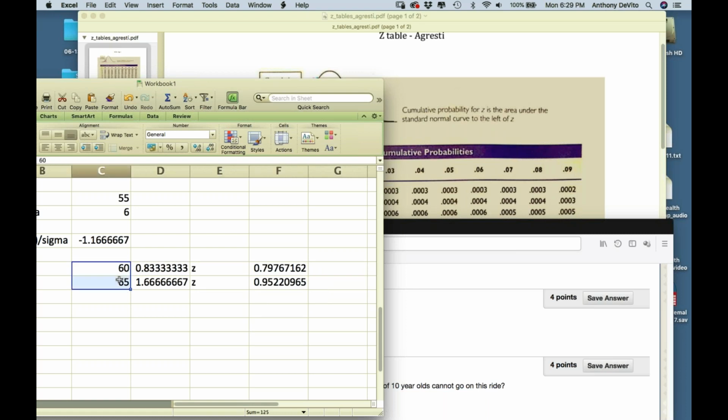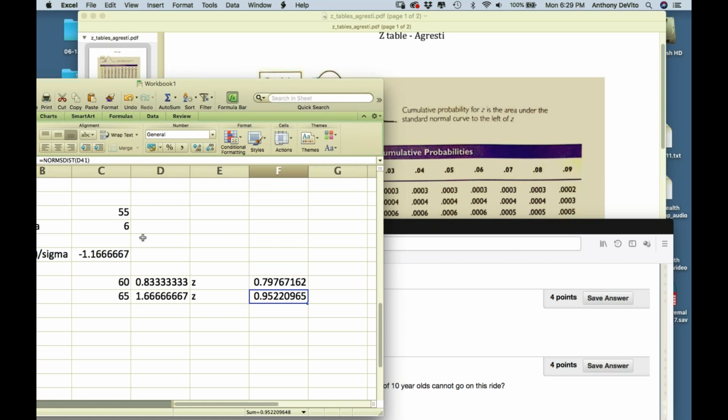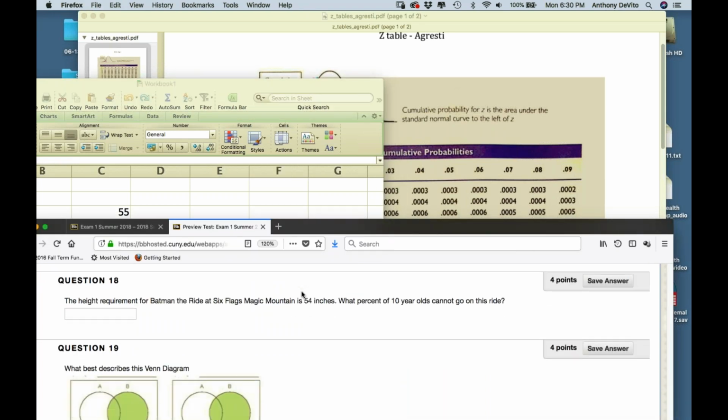So what percentage of these girls are between 65 inches tall and 60 inches tall? Well, 95% of them are under 65 inches tall. 79% of them are under 60 inches tall. So if I subtract 79% from 95%, I'm going to be left with the percentage of people that are in between those two, or 15.4%. Okay, hopefully I got the right answer over there. Okay, running through this quickly.